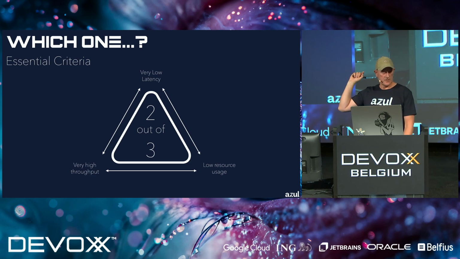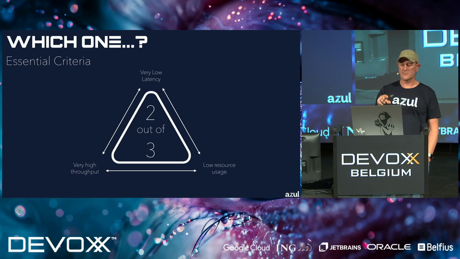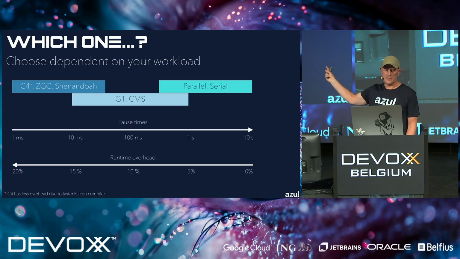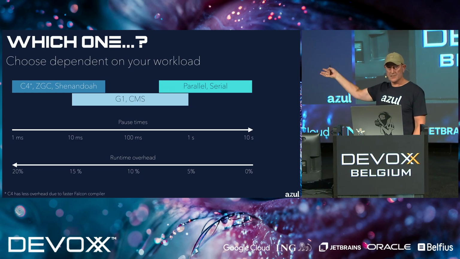You can say, I would like to have very high throughput and very low latency. You won't get low resource usage, sorry. Or you can say, I need low resource usage and very low latency. Sorry, it won't have high throughput. This is more or less how it really is in reality. To make it easier for you, I created this chart. I saw that this is more or less a copy of one I found in a Red Hat presentation, but it's just good because it shows exactly how it is.